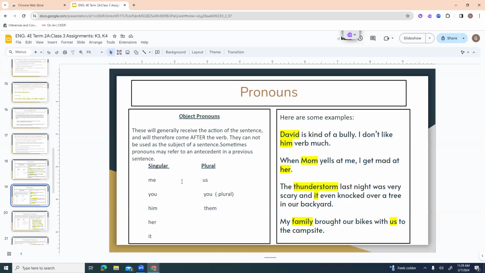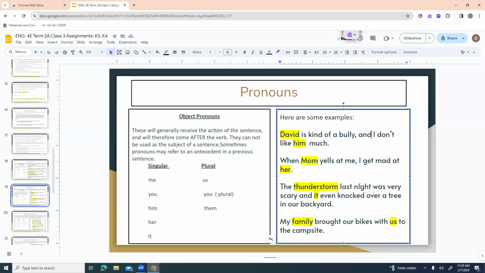So here are some examples. The first one, I did it in the two sentence format so you could see it. David is kind of a bully. I don't like him much. Now, in the case of this question, this counts as one sentence. I could turn it into one this way. David is kind of a bully and I don't like him much. And that works too. When mom yells at me, I get mad at her, and her refers back to mom.